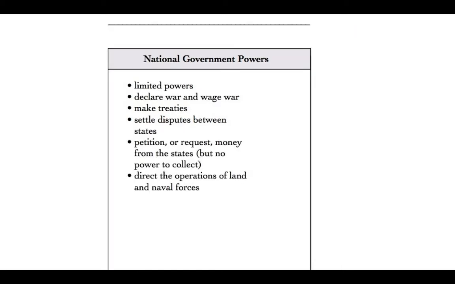So the national government powers, we all need to make sure we have these listed. We have the limited powers to the national government. The national government could declare and wage war. They could make treaties with other countries and settle disputes between states. They could petition or request money from the states, but they could not collect any money from the states. And they could also direct the operations of land and naval forces. So feel free to pause this video and give everyone time to write down these 6 bullet points.